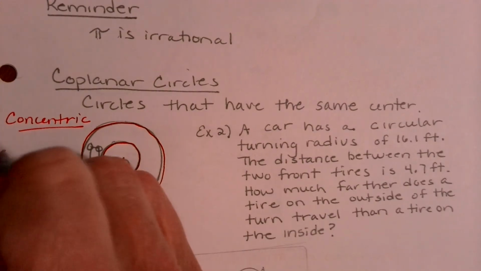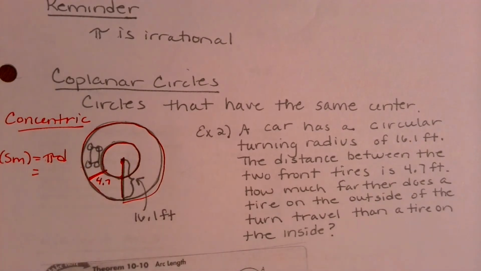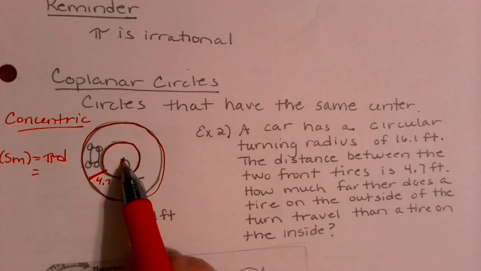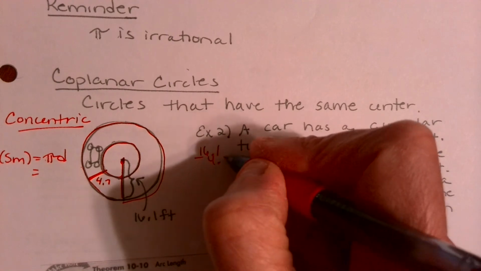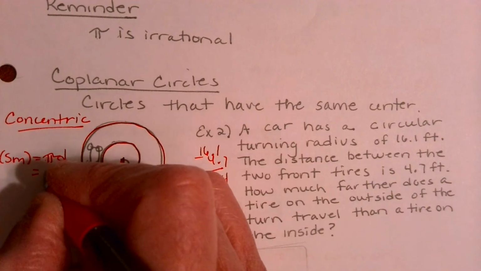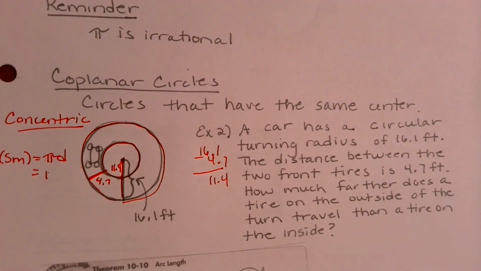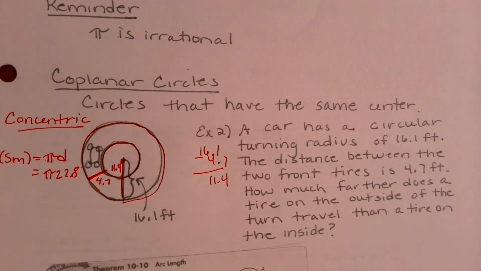So we'll do the circumference of the small, which is pi times diameter. And what is the diameter of the small one? We don't know that, do we? Well, we can get it. 16.1 minus 4.7, 11.4. So we now know that is 11.4. Ah, but that is only the radius. So we have to double that, and we get 22.8 pi. I think I messed that up in my work here.